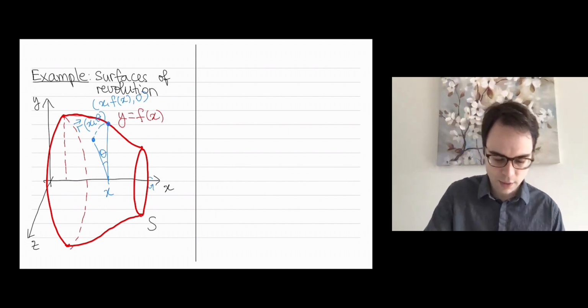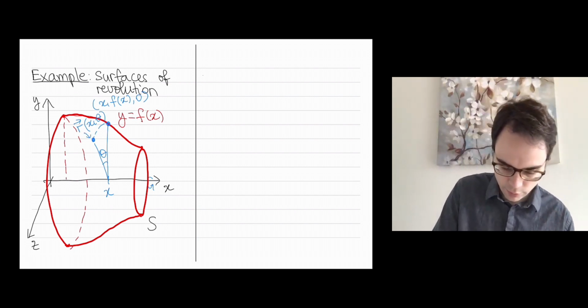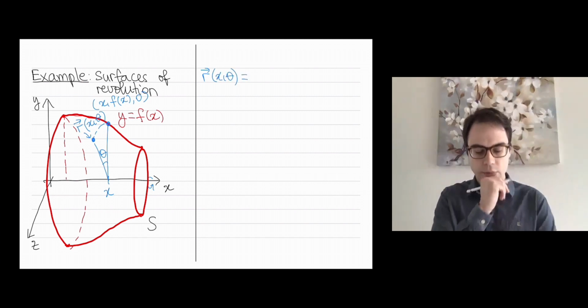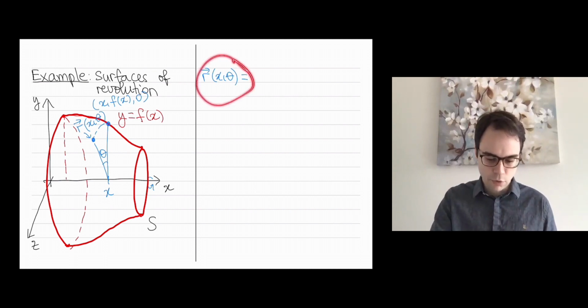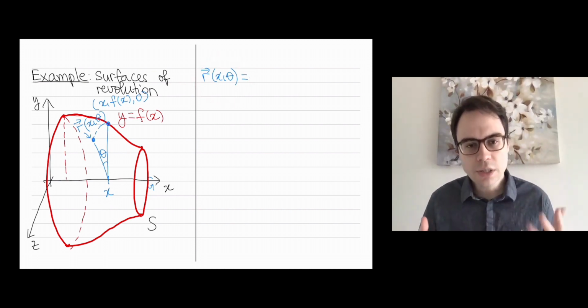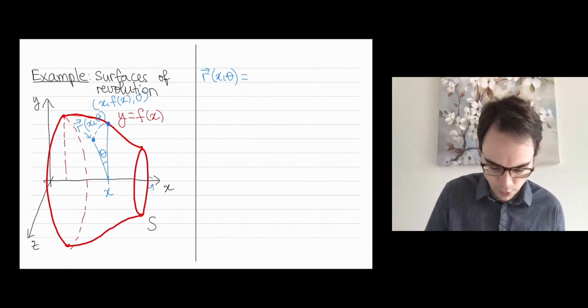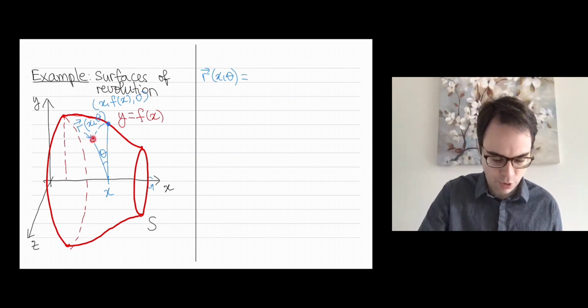So we just have to write down our parameterization, R of x comma theta. Now we have to do a little bit of work to actually give you a formula for R of x and theta, but the parameterization is in our heads now. We know our strategy to describe points.